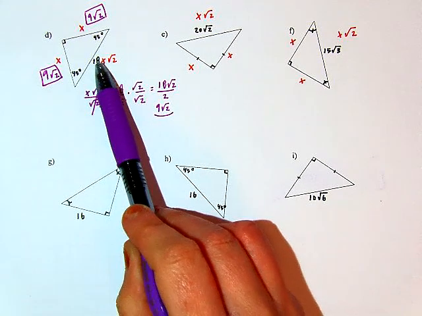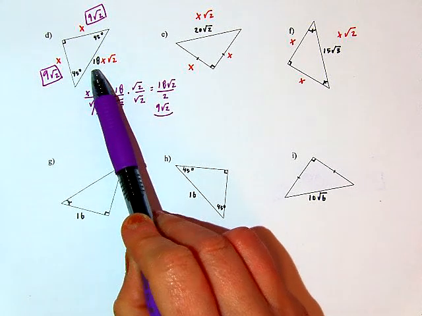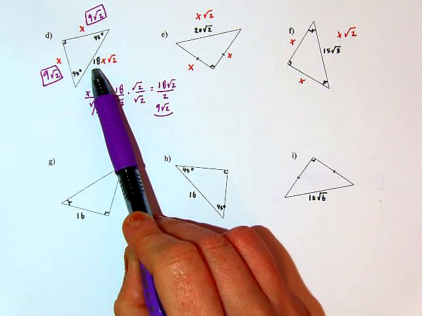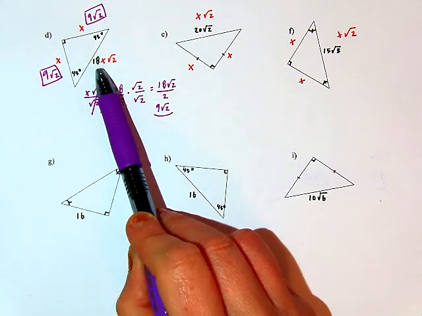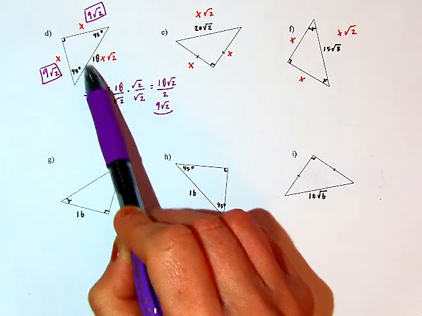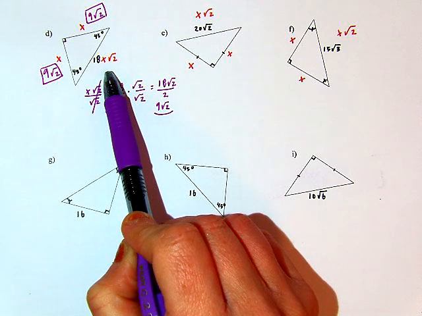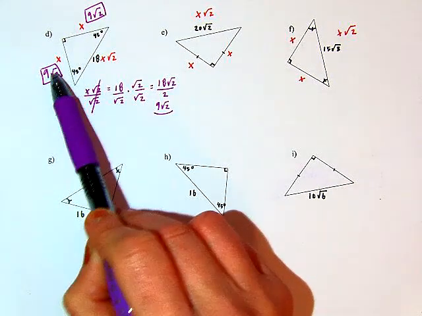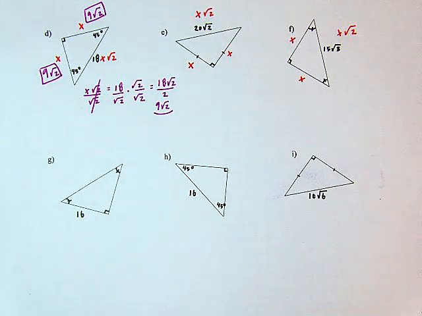So let's say that this was 10. I want to take half of 10 and multiply by root 2. That would mean that if this was 10, these would both be 5 root 2. If this was 12, so half of 12 and then times root 2, these would both be 6 root 2. So I'm just pointing out a pattern.